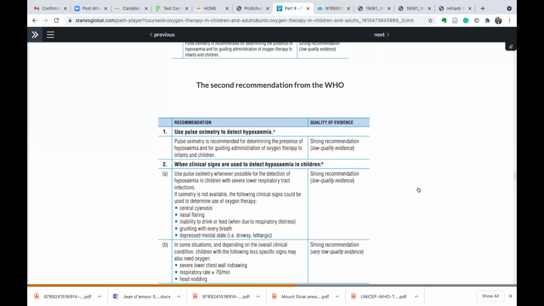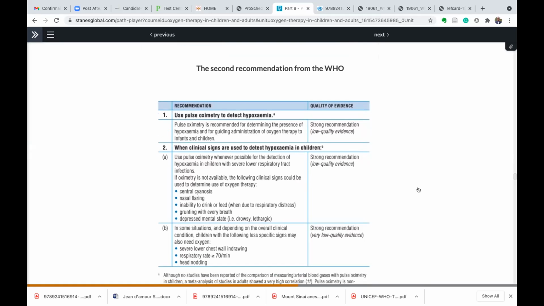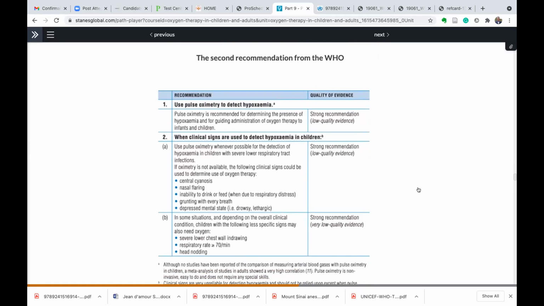You can look on the tongue, for example, and compare the color of the tongue to the color of the mother's tongue. You can look for nasal flaring. You can look for inability to drink or feed, and grunting with every breath, and depressed mental status. The patient may be drowsy or lethargic.